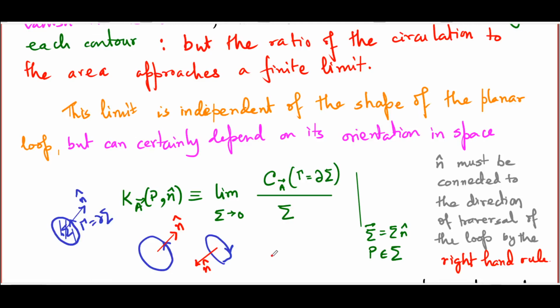This is dictated by a convention, and the convention is called the right-hand rule. You all know what the rule is, but let me repeat it once again. The rule says that if you were to curl the fingers of your right hand in the direction of circulation that we have chosen, the thumb of your right hand would point roughly in the direction of the normal that you have to take. This is the right-hand rule which has to be adhered to here.